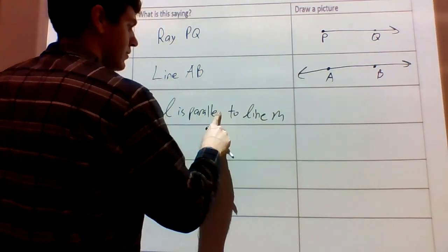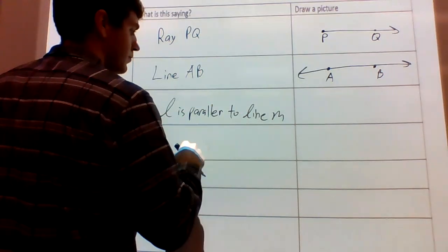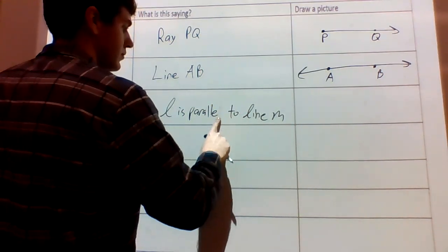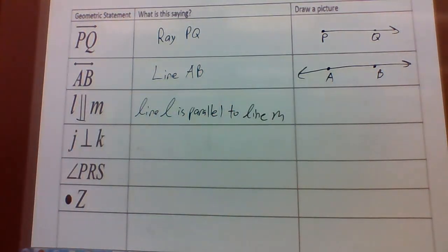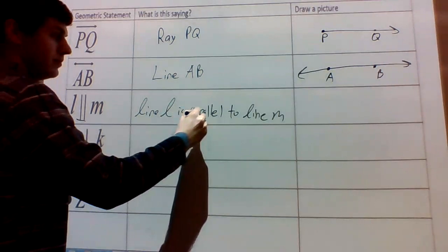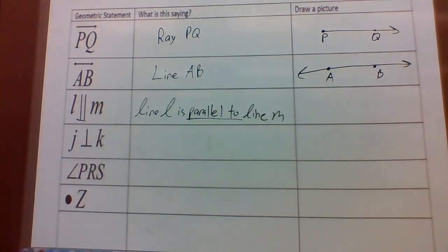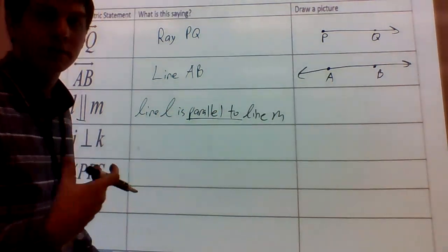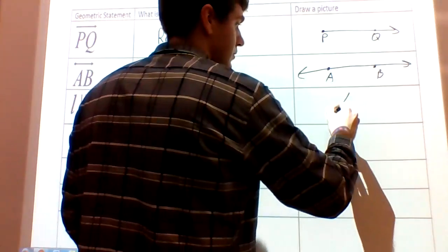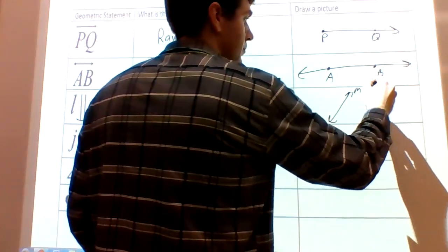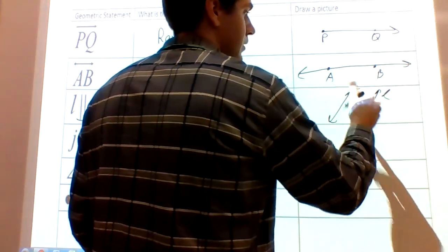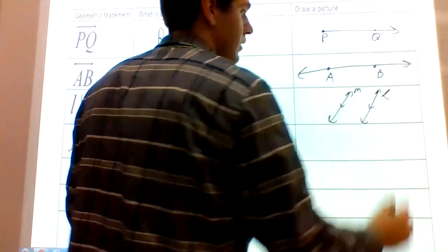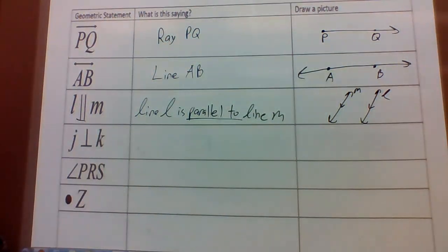What did I write? It's not a word. Parallel. What am I doing? Oh, man. Parallel to. And again, we need to have 2 lines, M and L. So here is M. Here is L. We can even put the little arrow representing that they are parallel to each other. They will never intersect. They will never cross.